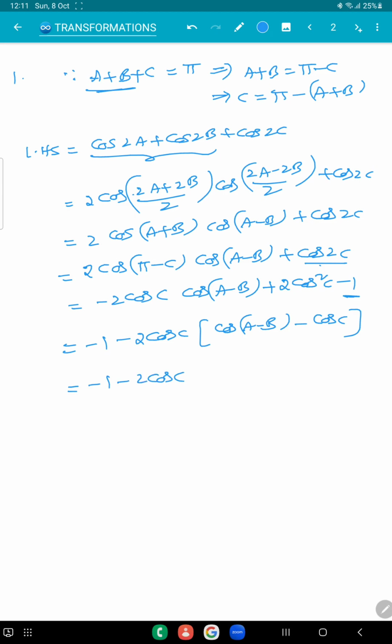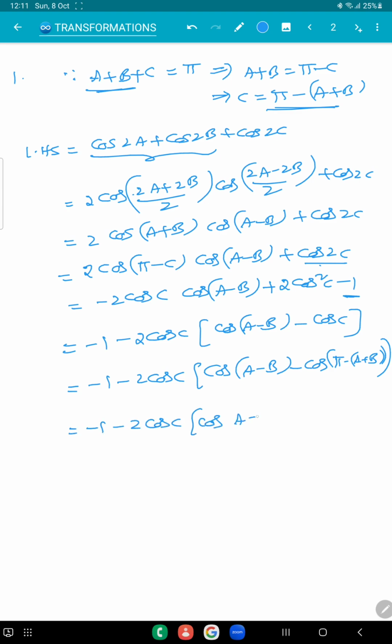So that is equal to minus 1 minus 2 cos C. If you observe, in the right hand side we have the term 4 cos A cos B cos C. So we got 2 cos C times cos (A minus B) minus cos C, where C is equal to pi minus (A plus B). So that is equal to minus 1 minus 2 cos C times cos (A minus B) minus cos (pi minus (A plus B)). Cos (pi minus theta) is minus cos theta, and minus of minus becomes plus. This is cos (A plus B). So minus 1 minus 2 cos C times cos (A plus B) plus cos (A minus B), which is 2 cos A cos B. You have to remember the formula.